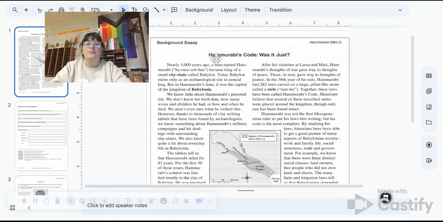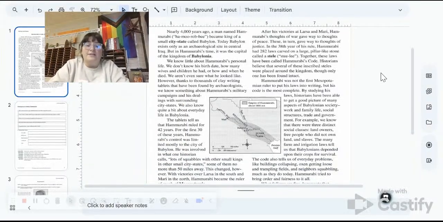All right. Nearly 4,000 years ago, a man named Hammurabi became king of a small city-state called Babylon. Today, Babylon exists only as an archaeological site in central Iraq. But in Hammurabi's time, this was the capital of the kingdom of Babylonia. We know little about Hammurabi's personal life. We don't know his birth date, how many wives or children he had, or how and when he died. We aren't even sure what he looked like.